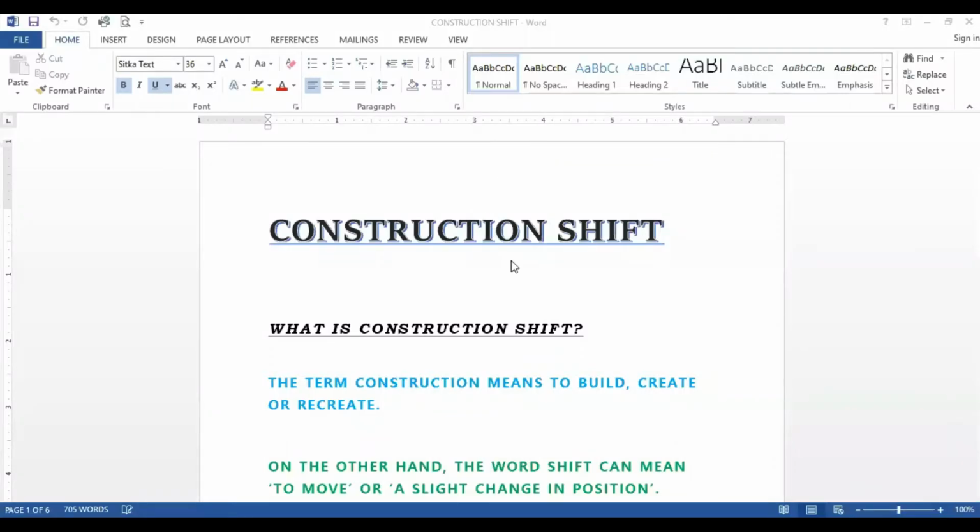Today we'll be looking at construction shift. I told you about that yesterday. Now this is another topic that we would be doing in the multiple choice section, and this is also another topic that would help you in building your vocabulary, helping you with your speaking and also your writing skills.